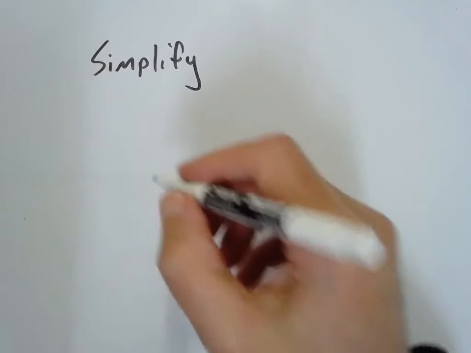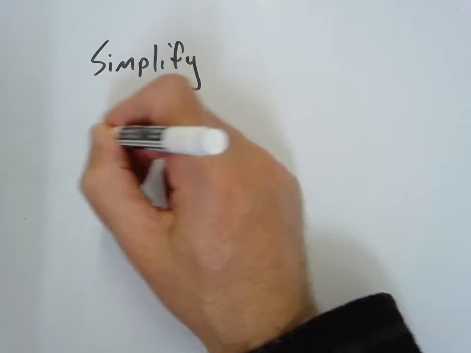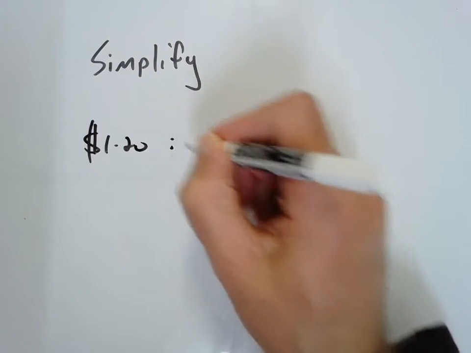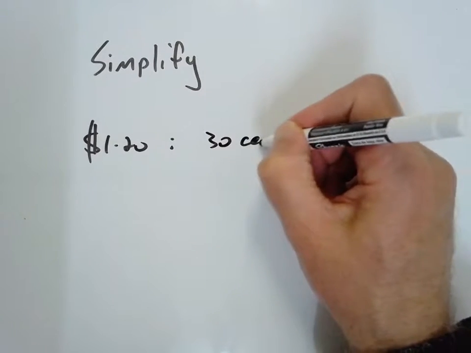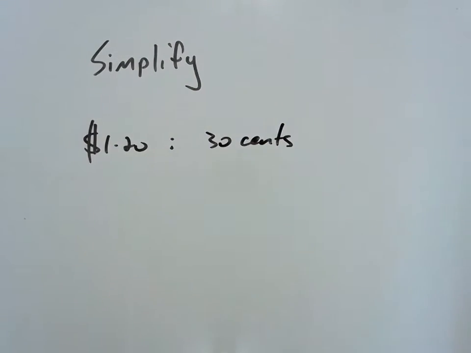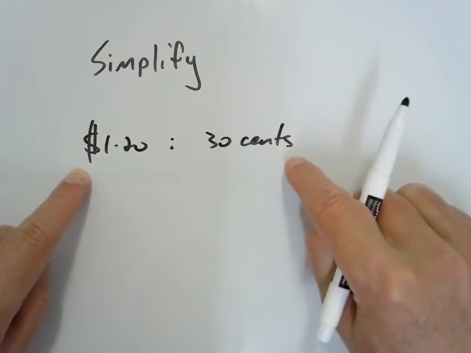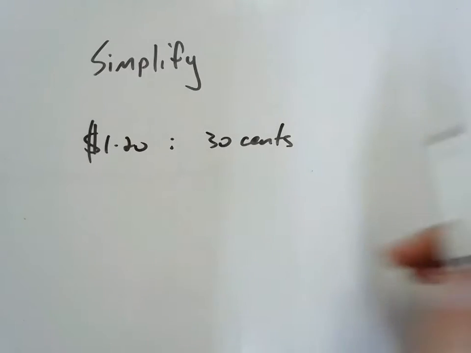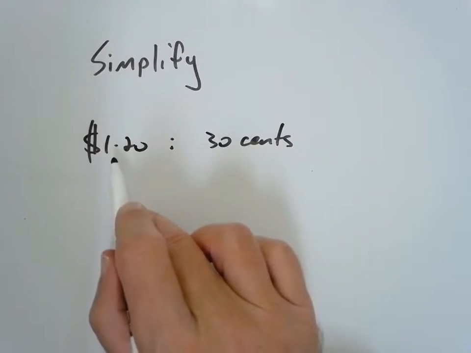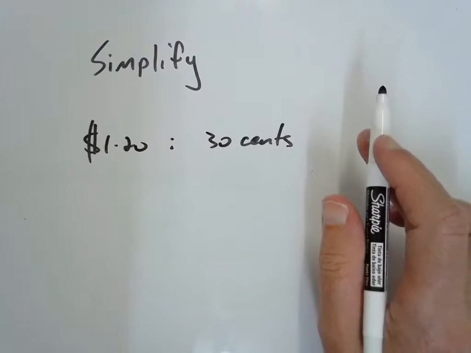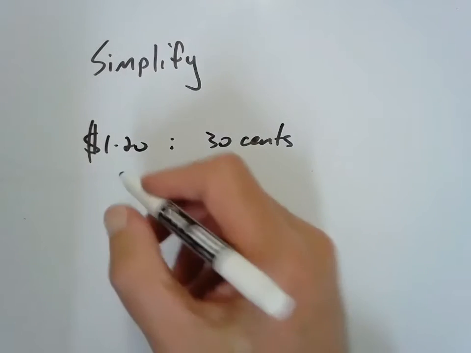What if I was talking about $1.20 is to 30 cents? Okay, so we've got units here, but they're different units. So like every question, when there's units involved, we want to convert, so we've got similar units. If I was to convert that to dollars, I'm going to get a decimal. We don't like decimals in simplified ratios. So let's go to cents.